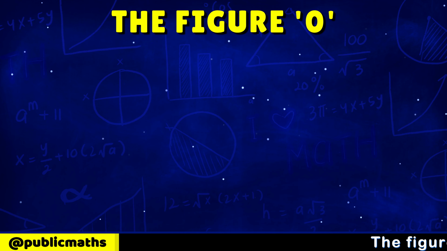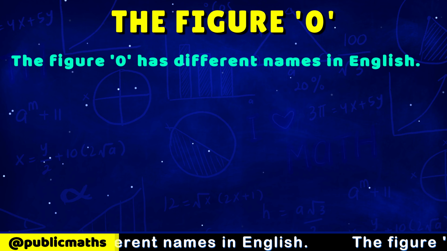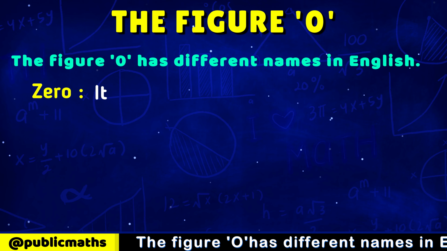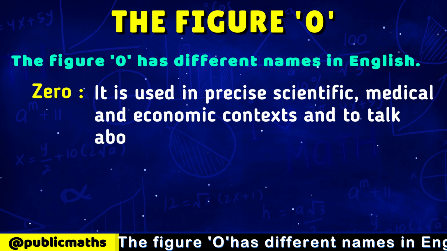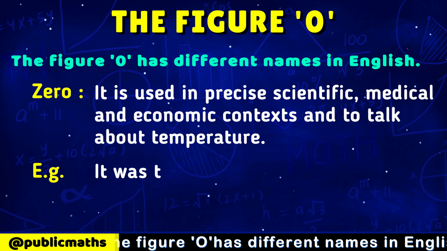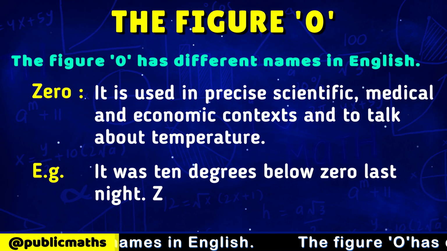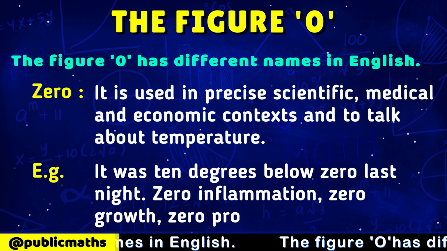The figure 0 has different names in English. Zero. It is used in precise scientific, medical and economic contexts and to talk about temperature. It was 10 degrees below zero last night. Zero inflammation, zero growth, zero profit.